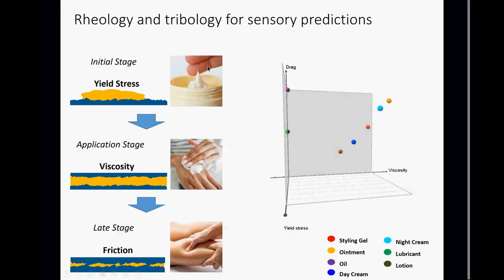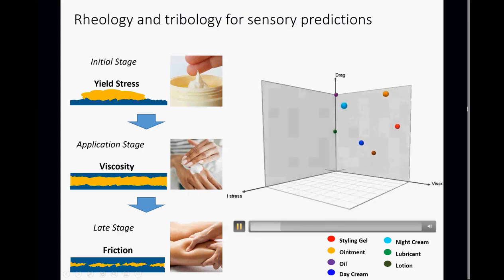Here we're looking at the consumer experience of a product, divided up into 3 stages. We've got an initial stage where we take the product out of a tub or squeeze it out of a tube, the middle stage where we're applying it, and then the late stage where we're really rubbing it in and looking at an element of afterfeel. We can measure yield stress, viscosity at application shear rates, and then coefficient of friction. So we're moving outside of rheology a little bit into tribology, but this is really useful.